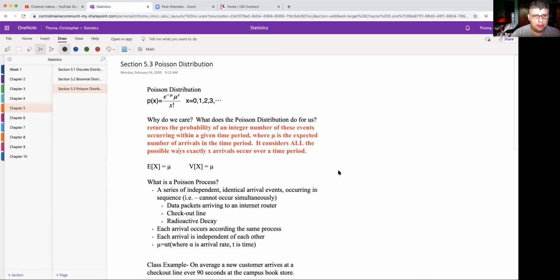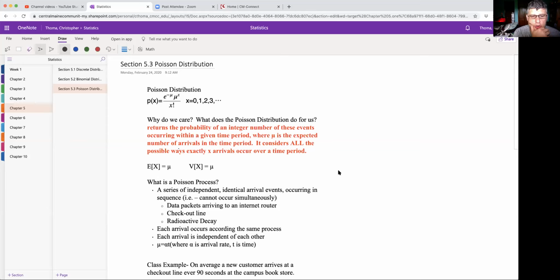So what is a Poisson distribution? A Poisson distribution basically returns the probability of an integer number of events that occur within a given time period, because most of them are timed. The book says interval. So you could have other intervals, but you must have it within a specified interval. Typically that interval is time.